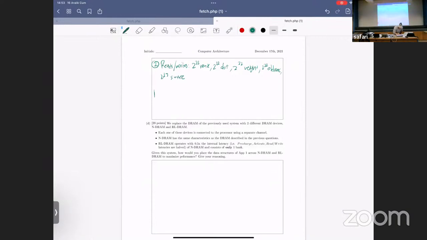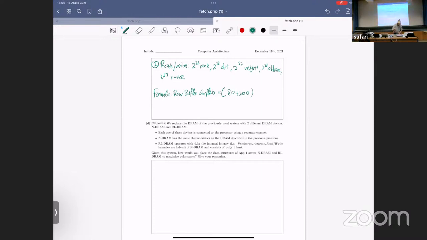So what is the formula? The formula for calculating the cycles is, first, the cost of row buffer conflicts, how much time it takes to serve the row buffer conflicts. So we have row buffer conflicts multiplied by what? In a row buffer conflict we first need to precharge, and then we need to activate a row because we have an open row policy, right? So it's 80 plus 100 cycles, 80 for the precharge, 100 for the activate.